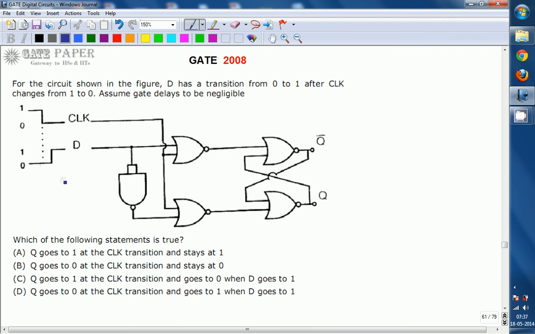First, the clock is going to get down from 1 to 0, and at that instant D value is 0, and after some time D is going to get a transition from 0 to 1. If you are applying the clock and D like this, which of the following statements is true? What happens to the Q value at the clock transition and at the D transition? That is what we are going to find.